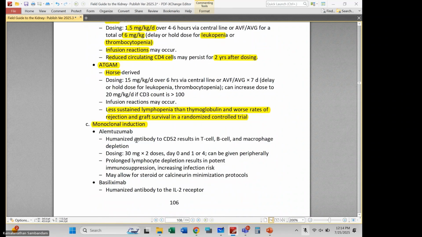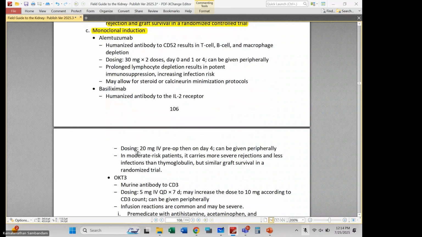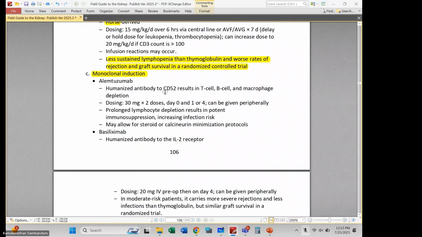Now let's talk about monoclonal agents, some of which are lymphocyte depleting, others that are non-lymphocyte depleting, the anti-IL-2 receptor blockade, okay? So the classic monoclonal lymphocyte depleting agent is Campath or alemtuzumab.